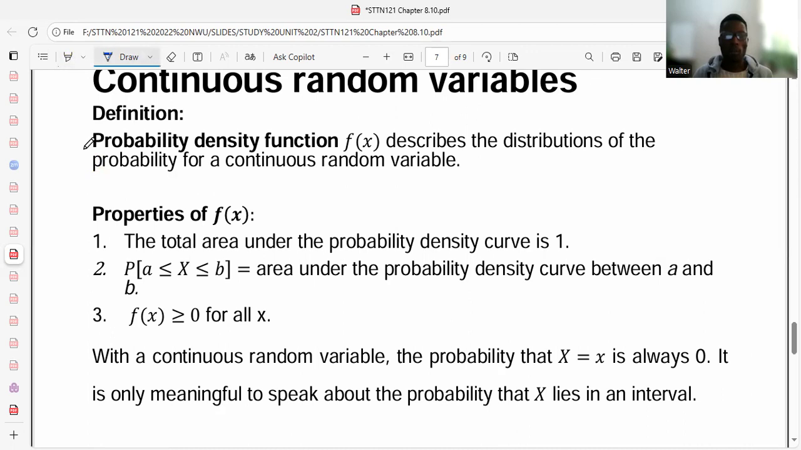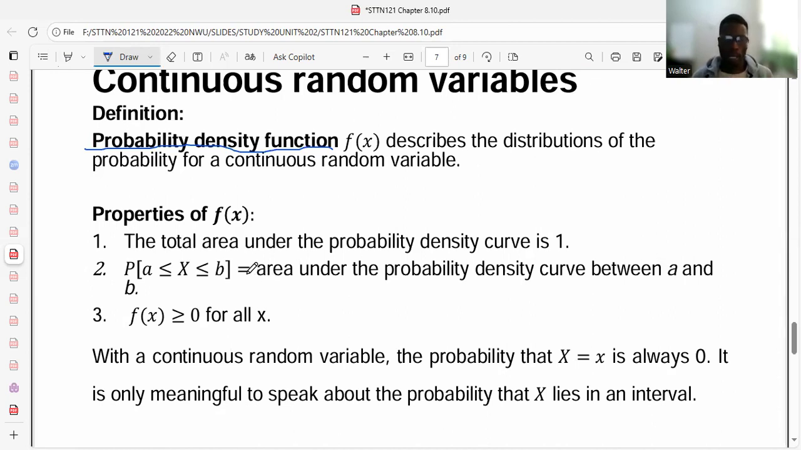This definition of a probability density function, which is f(x), describes the distribution of the probability for a continuous random variable, which is this one here. So we have the properties of f(x), where f(x) stands for the probability density function. We will use it under the continuous random variables.